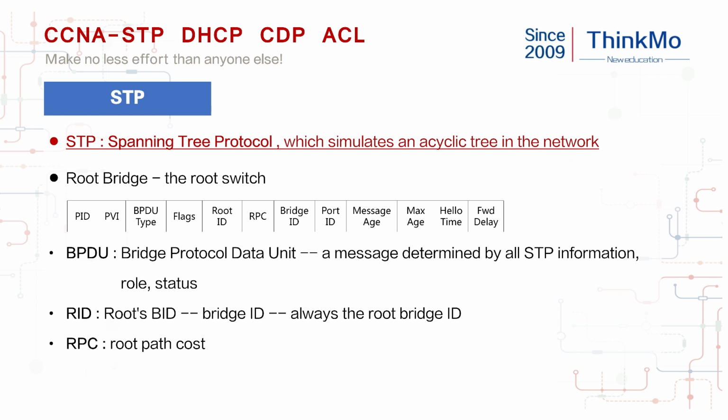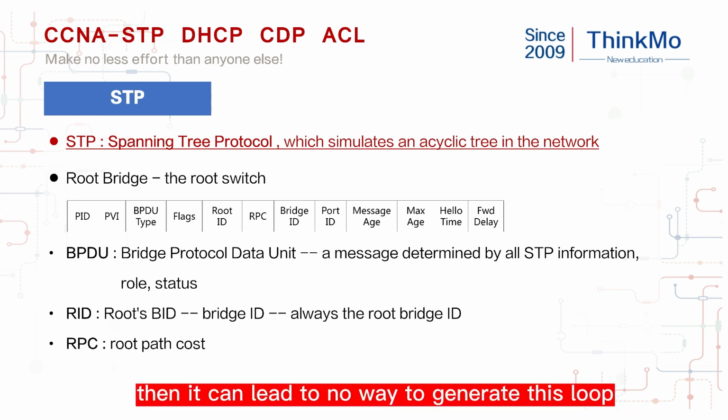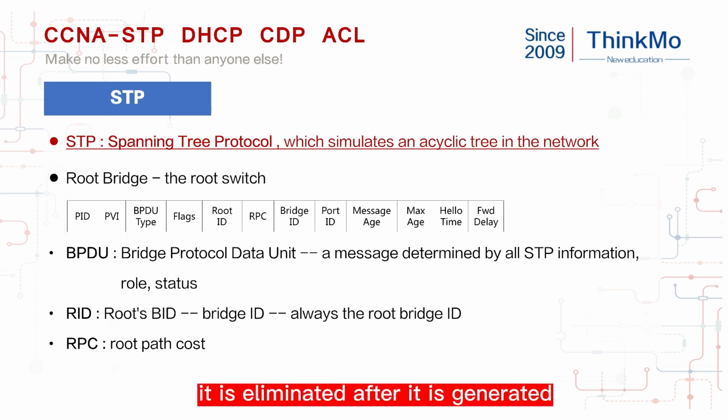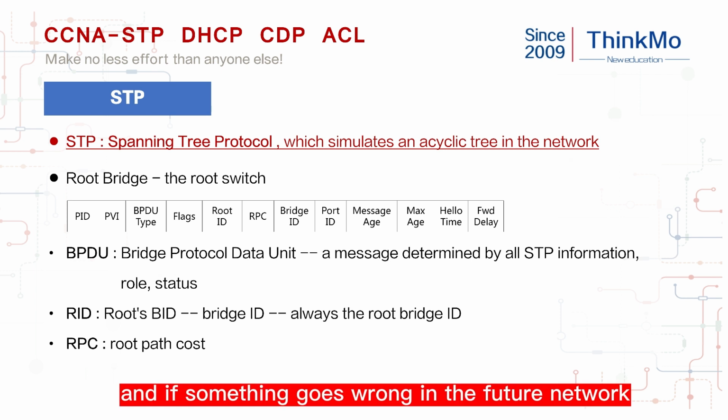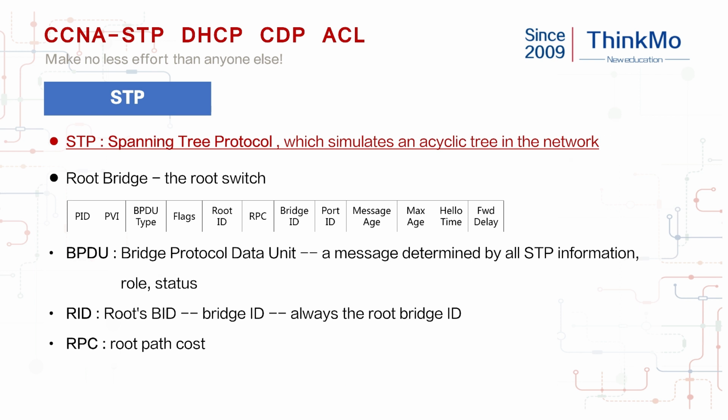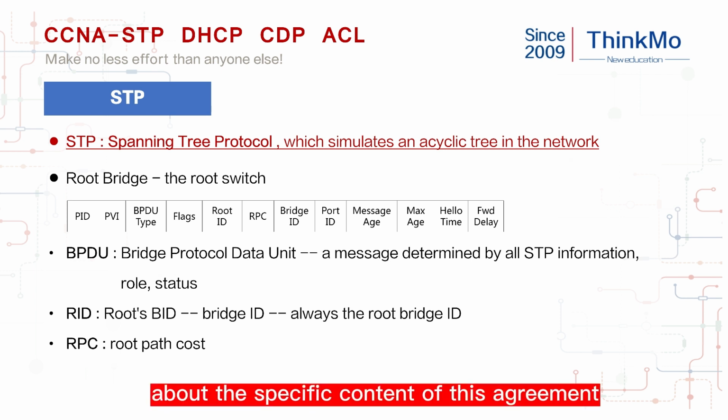It is acyclic. The way it does this is to block some ports in the entire network. Keep them logically blocked, so they do not forward user traffic. Then there is no way for a loop to be generated. Or in other words, it is eliminated after it is generated. And if something goes wrong in the future in the network, for example, maybe a line is broken, it can make another interface open automatically and complete the normal forwarding. So the protocol itself is pretty good. Today, we will formally talk about the specific content of this protocol.